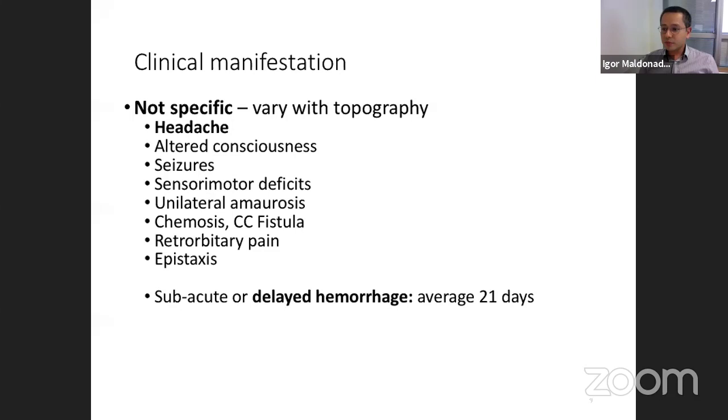Epistaxis is an important point, it's an interesting observation. It may be the main or even the only manifestation of a traumatic pseudoaneurysm of the skull base when there is involvement of the carotid canal in the sphenoidal sinus.